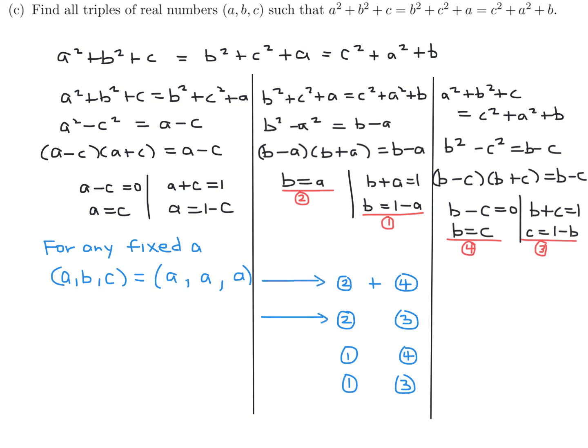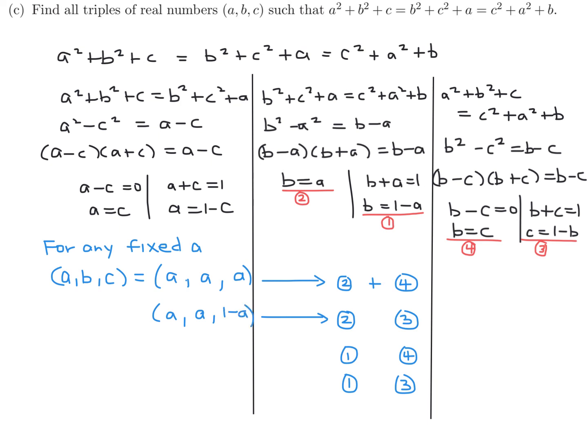Now this one, again, a is fixed. 2 tells me that b is equal to a, so that means this is also a. But then 3 is a little bit different. This tells me that c is equal to 1 minus b. So c will be 1 minus b, but b is a, so 1 minus a.